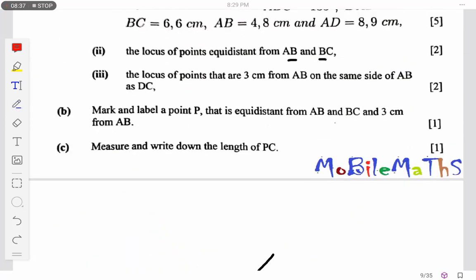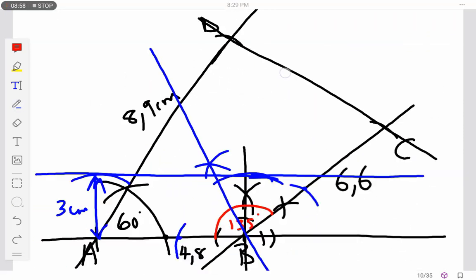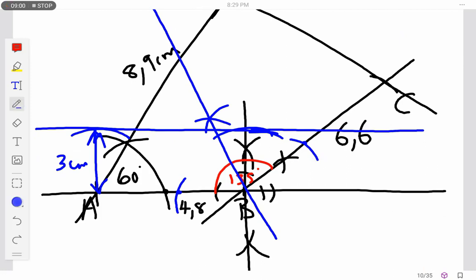Now the next part is saying mark and label a point P that is equidistant from AB and BC. That is the first part which we have done. And then they are saying and 3 centimeters from BC, which is this part here. So we are combining those two loci of points. You find out where they meet, and that is where we are going to have our P. That's our P there.